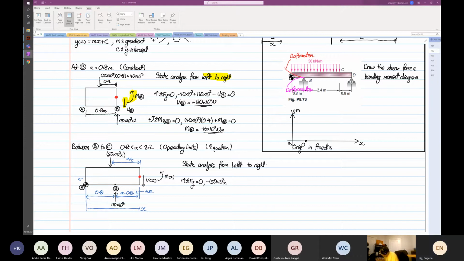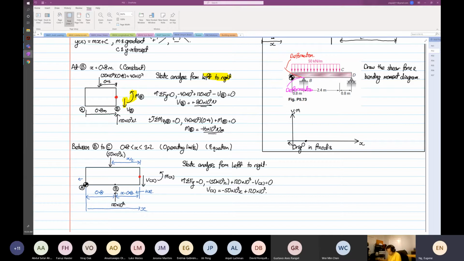X plus 120 times 10 to the power 3, right? Minus V as a function of X, the whole thing will be equal to 0. So V as a function of X will be equal to minus 50 times 10 to the power 3 x plus 120 times 10 to the power 3. Okay, so this is what we see.